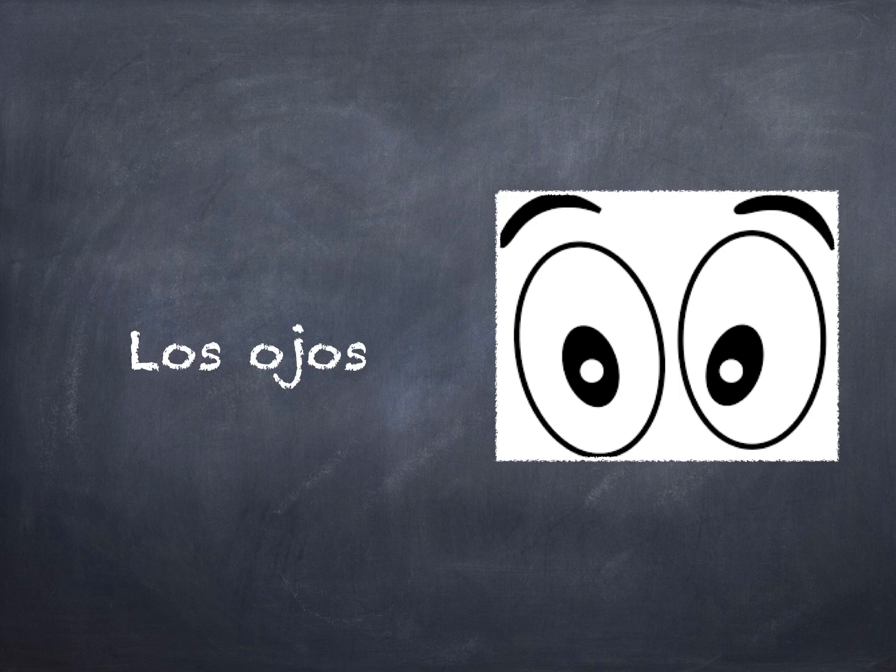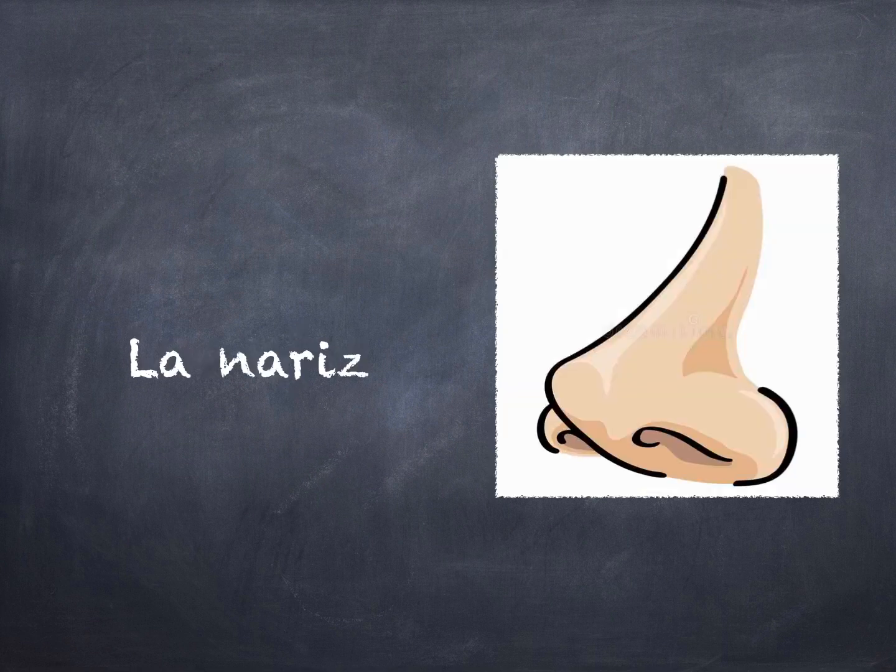Los ojos is the word for eyes. If you kind of look at the word ojos, you see the two O's, and it kind of helps you remember that it is eyes. But los ojos in Spanish is eyes.